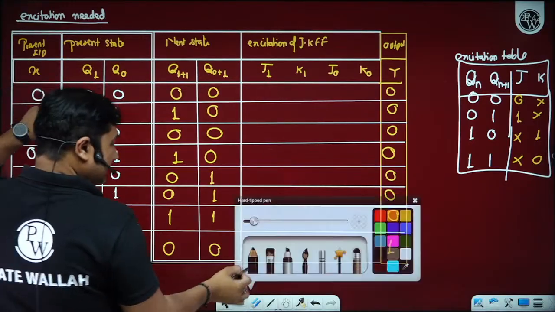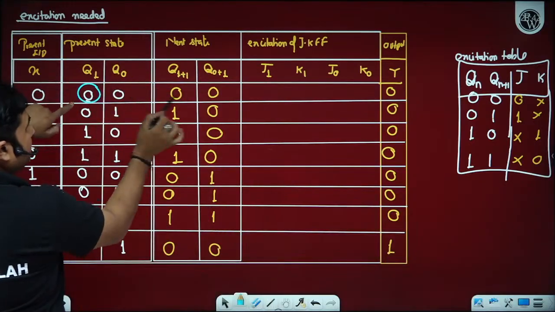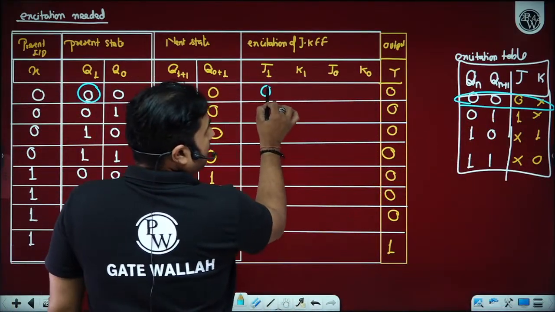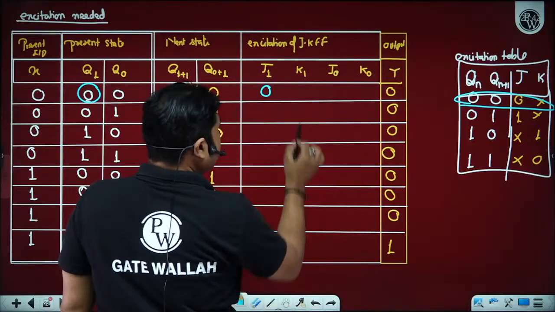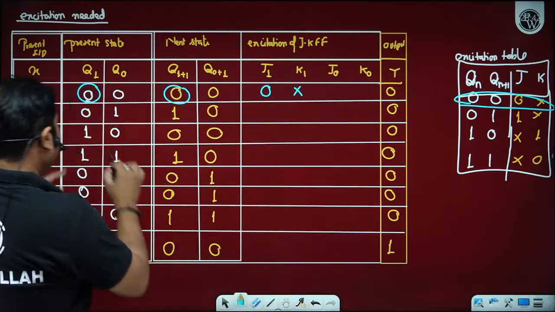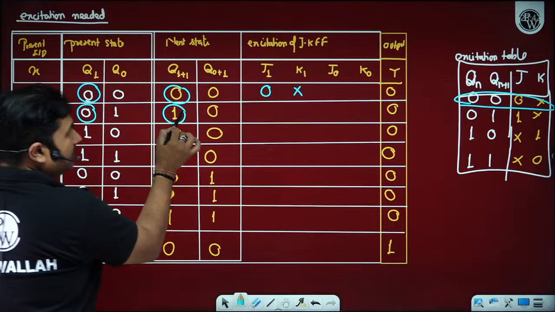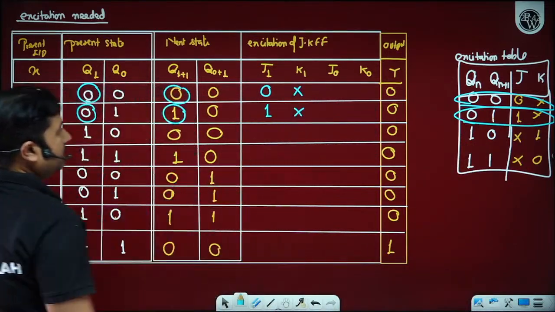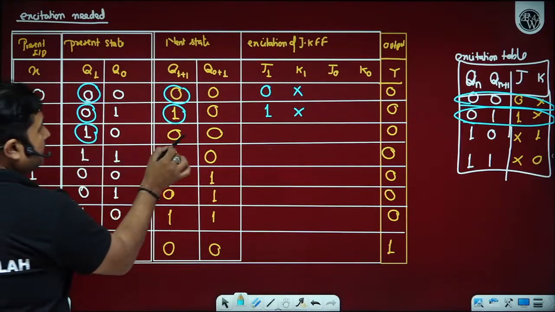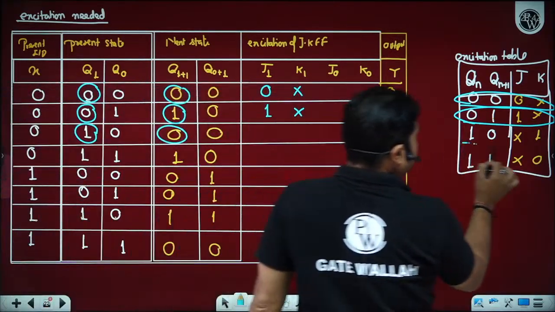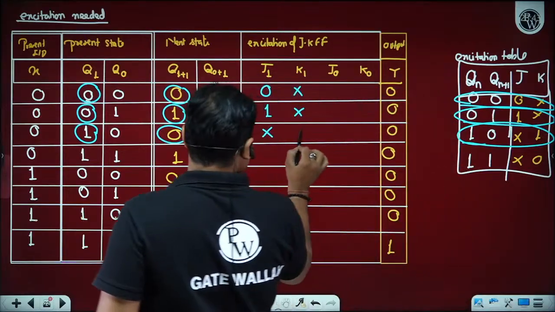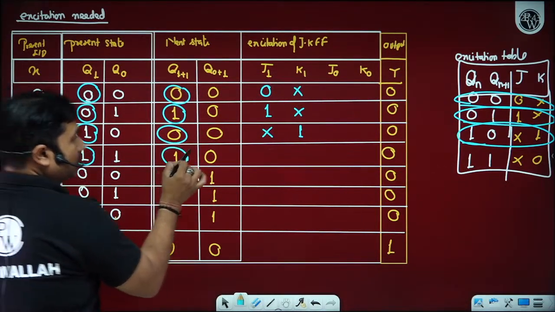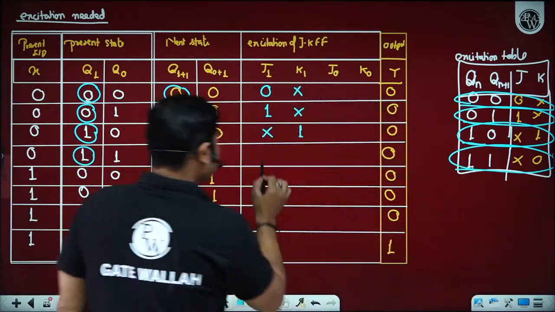If the present state is 0 and the next required state is 0, then 0, don't care is required on J1 and K1. Present state 0, next required state 1: 1, don't care is needed. Present state 1, next required state 0: don't care, 1. Present state 1, next required state 1: don't care, 0.